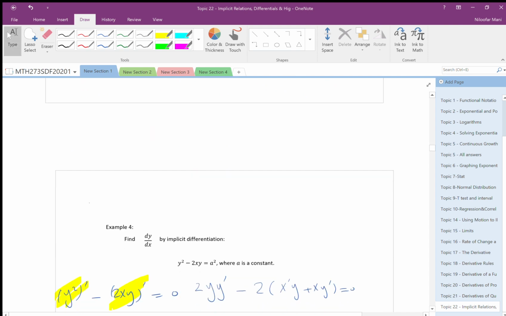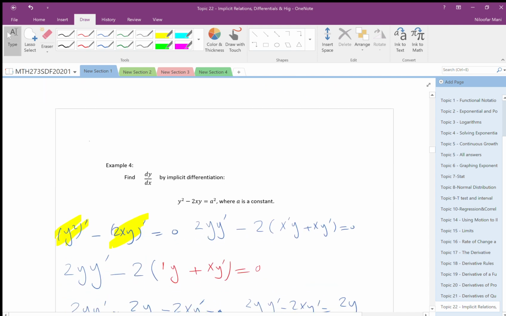No, all is fine. So just here, I have that. I do not start from y prime equal. So I say y squared minus 2xy prime equals the derivative of that, which is 0. Why? Because it says constant here, so this is constant.